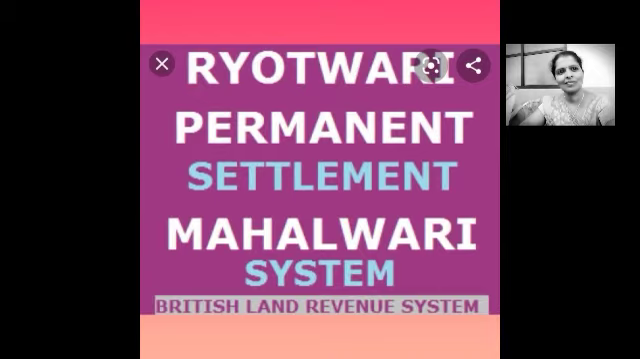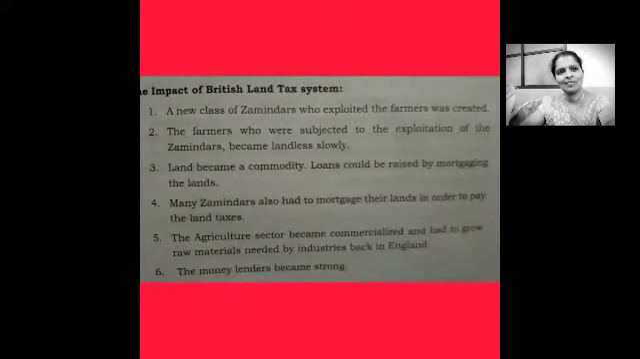The farmers had to borrow from the money lenders whenever the crops failed. They had to sell their lands whenever they failed to repay the loans to the money lenders. Though the Company government claimed that the new system benefited the farmers, the irony was that more farmers had to lose their lands due to the exploitation by the zamindars and the impact of the British land tax system.